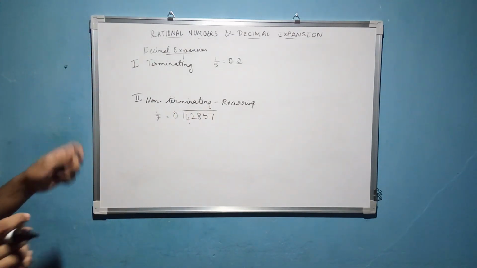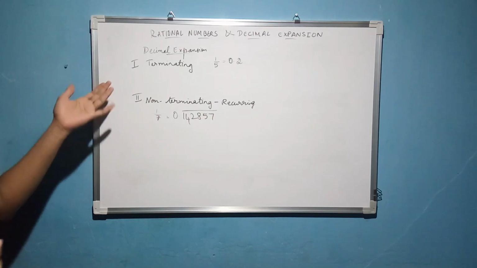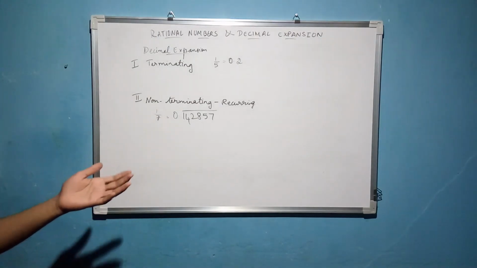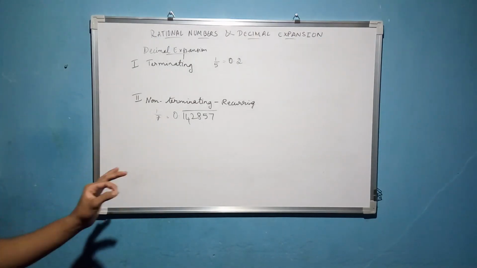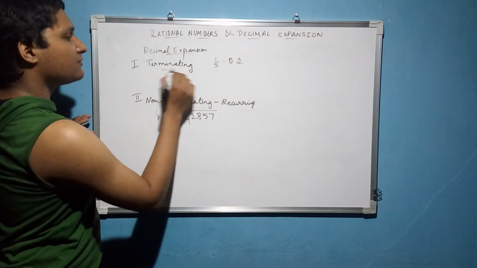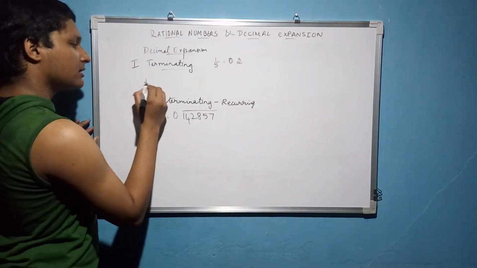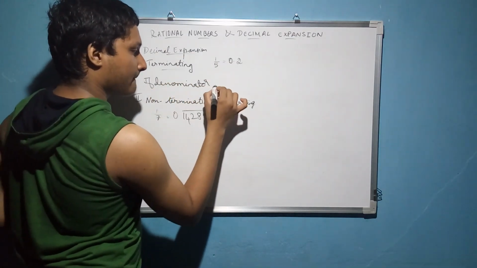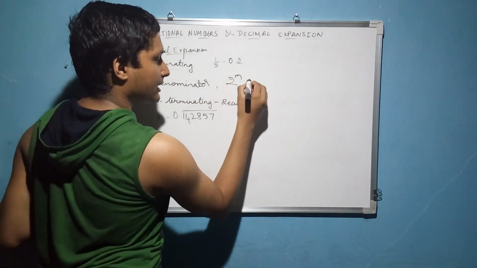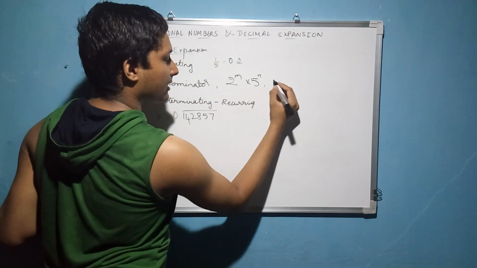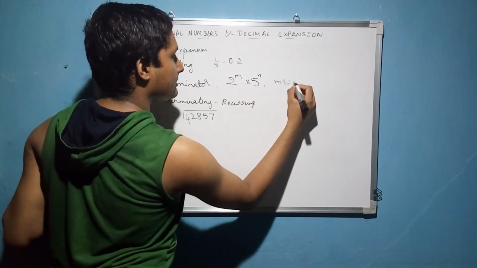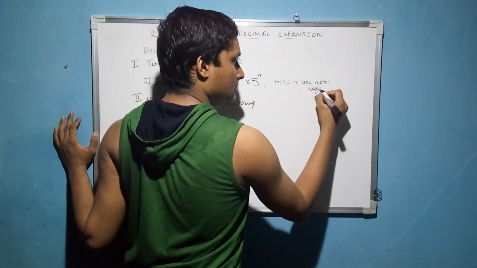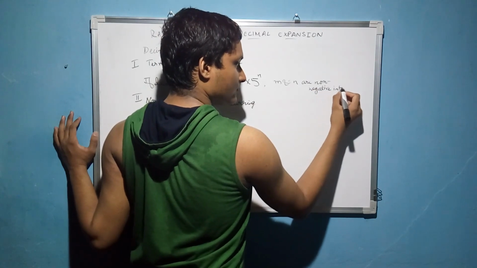So what is the property? How can I say whether it is terminating or non-terminating recurring without expanding, dividing and finding all these things? Just by seeing the number, how can I make out? So one of the theorems states that if the denominator can be written in the form of 2 raised to m into 5 raised to n, where m and n are non-negative integers.